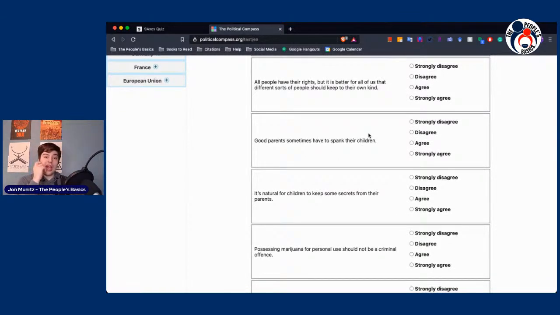All people have their rights, but it is better for all of us that different sorts of people should just keep to their own kind. I mean, this clearly has segregation tones to it, which I do disagree with. But it is also trying to keep it vague. But nah, I just disagree with this altogether.